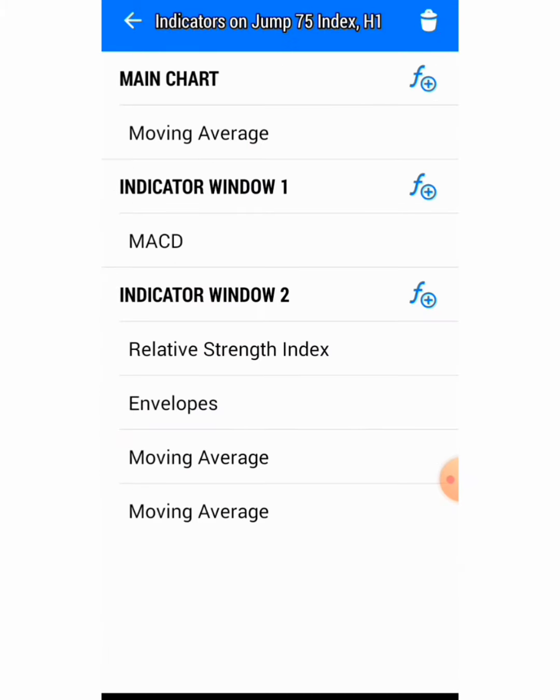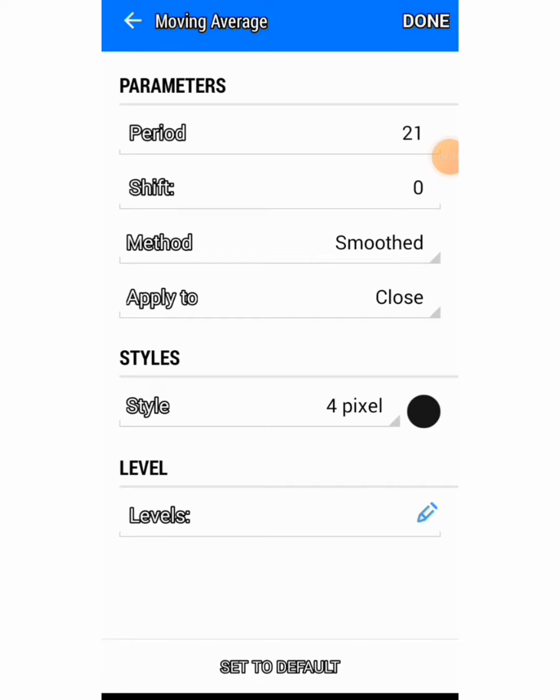I'm using only this first moving average. I don't use this MACD. It is not part of the strategy I'm using now. Then this indicator. So the moving average on the main chart: period is 21, shift 0, method is smoothed, apply to close, 4 pixel, any color you want, then click done.